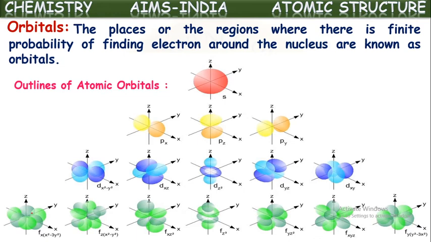Okay, this is about the different shapes of orbitals. The s orbital shape is said to be spherical, and the shape of the p orbitals is said to be dumbbell shape. The d orbitals are said to be double dumbbell shape, whereas the shape of f orbitals is said to be four-fold shape or complex shape. So as the number of the subshell increases, the complexity in the shape of orbitals also increases.